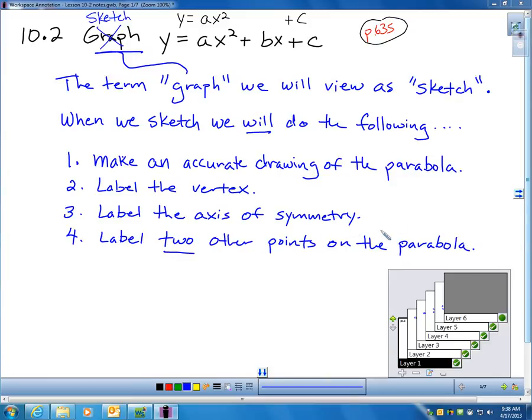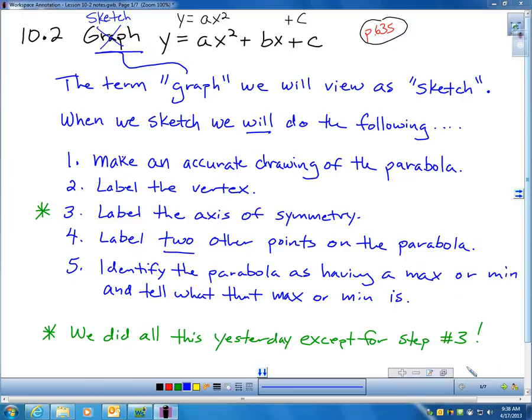We talked about axis of symmetry in the last video. We will discuss it more in this video. You are going to label two other points on your parabola, and we're also going to identify your parabola as having a maximum or a minimum value, and you're going to tell me what that maximum or minimum is. We did all this on our last assignment, except I really didn't emphasize labeling the axis of symmetry as much. I'm going to make sure I emphasize that heavily today. That's something I would want to see on your drawings.